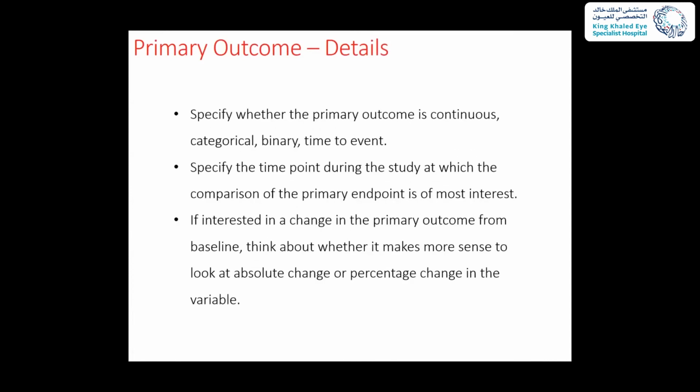So specify whether the primary outcome is continuous, categorical, binary, or time to event. This is very important. You, as a clinician, have to tell the biostatistician, and most of the time he is a mathematician. So do not expect the biostatistician to understand all that you know in your subspecialty. You have to make things very clear, easy and direct so the biostatistician knows exactly what you want and what you are talking about.